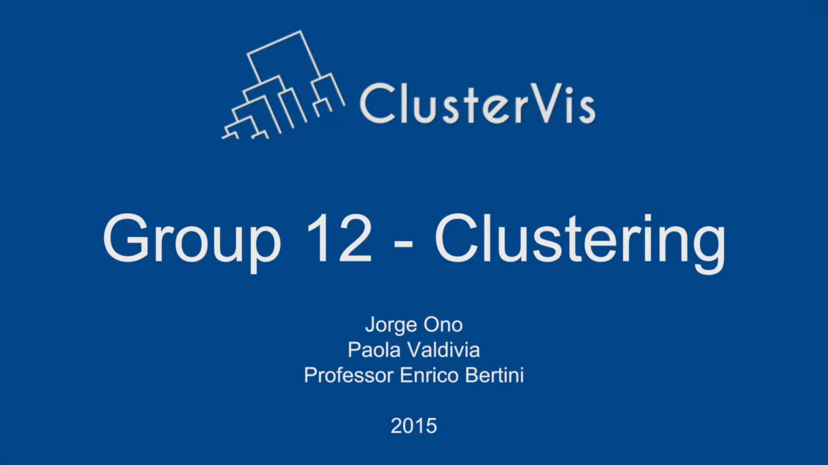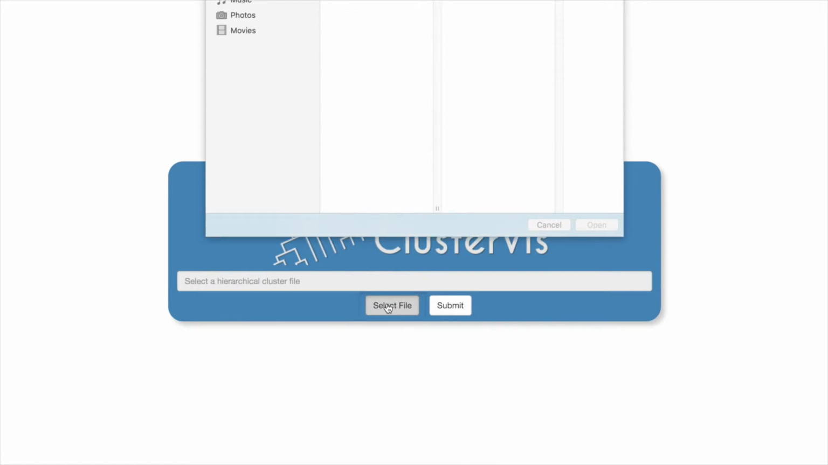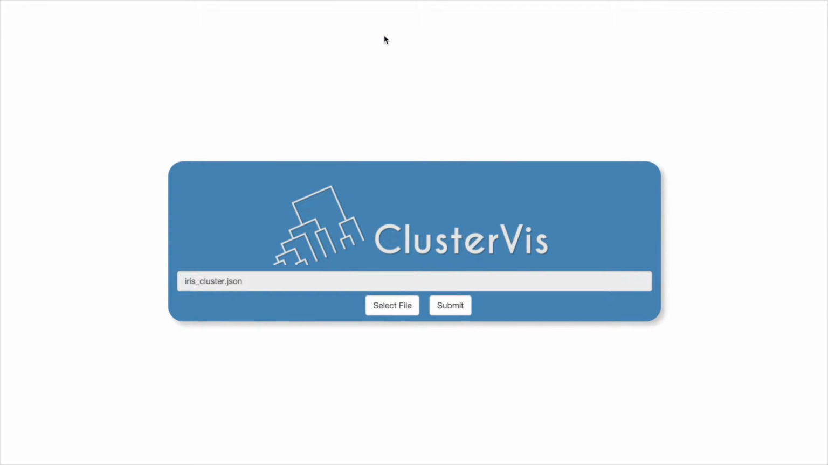ClusterVis is a technique that enables the analysis of cluster data. With our visualization, users can understand why a cluster was formed and what is a good number of clusters. Consider, for example, the iris data set, containing information about width and length of 150 iris flowers.